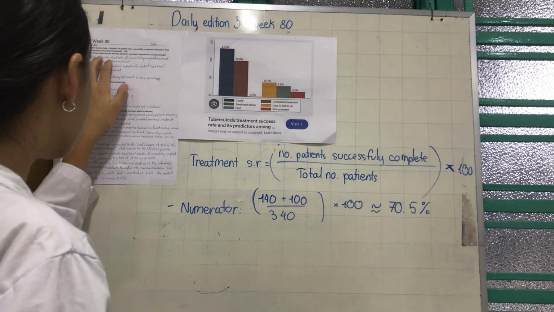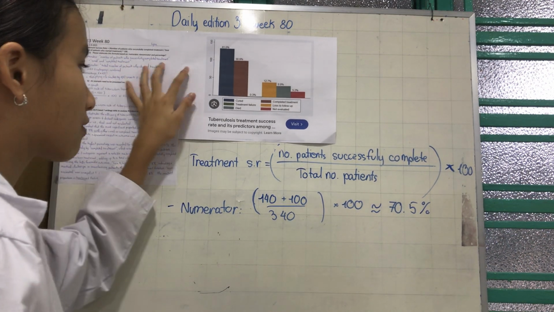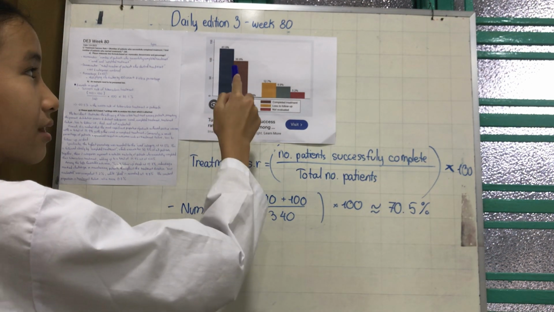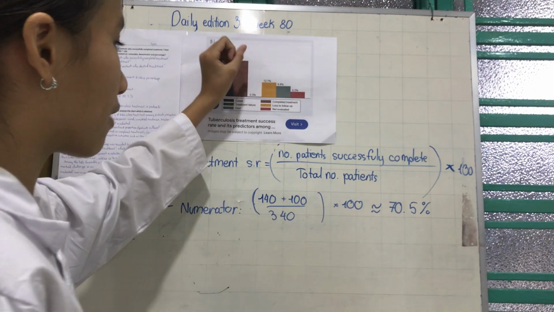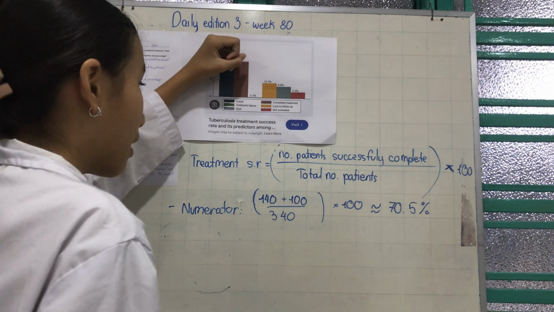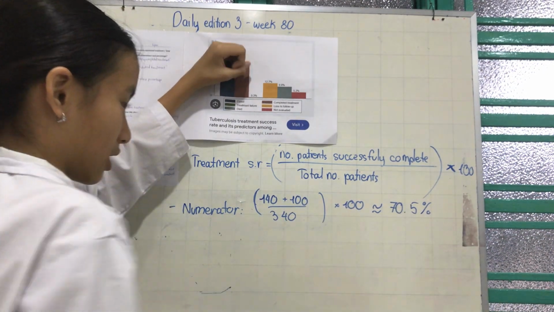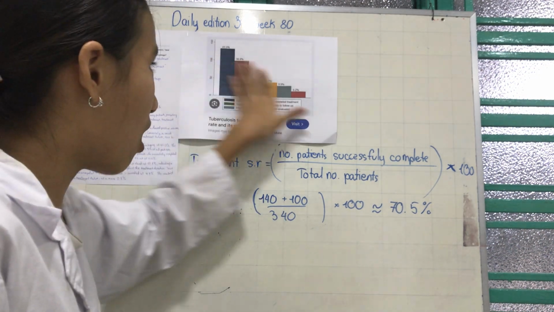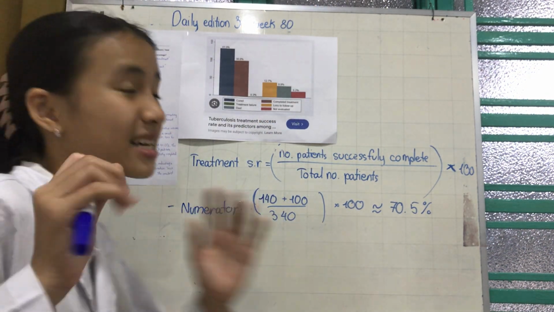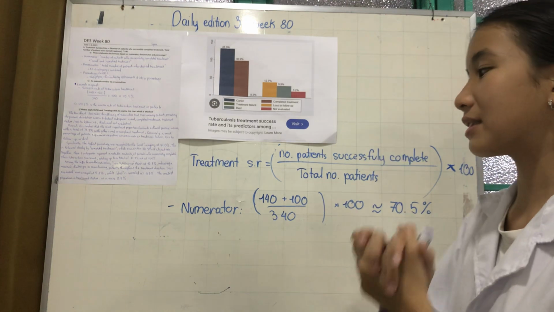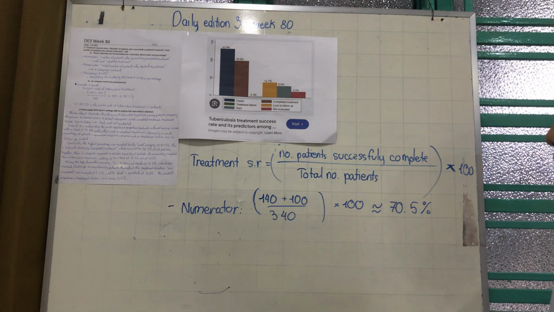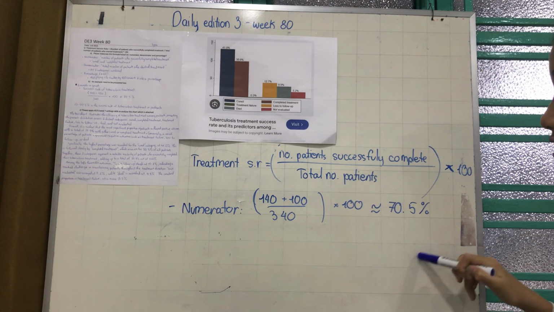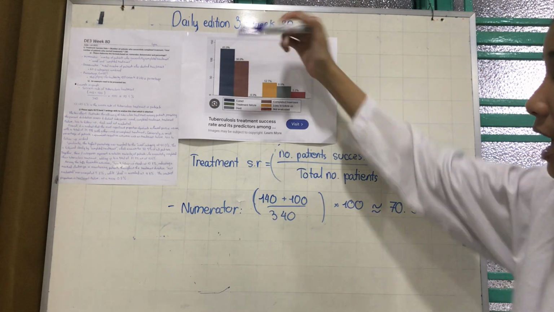Now, the numerator is the number of patients who successfully completed the treatment. In this case, this includes the cured and the completed treatment. And the total number of patients is, we take all the categories, include the 6 categories, combine them all together, and we have the denominator. So we are finding the percentage of these 2 categories combined.